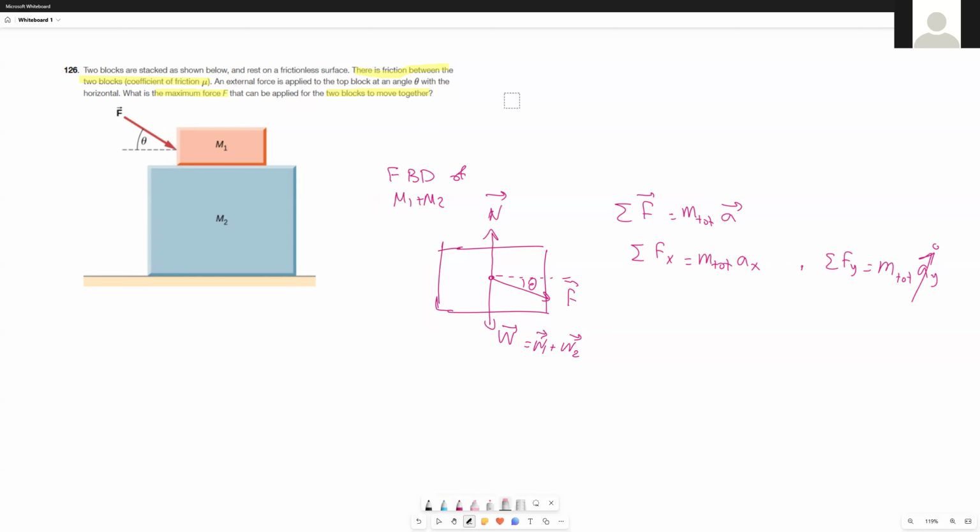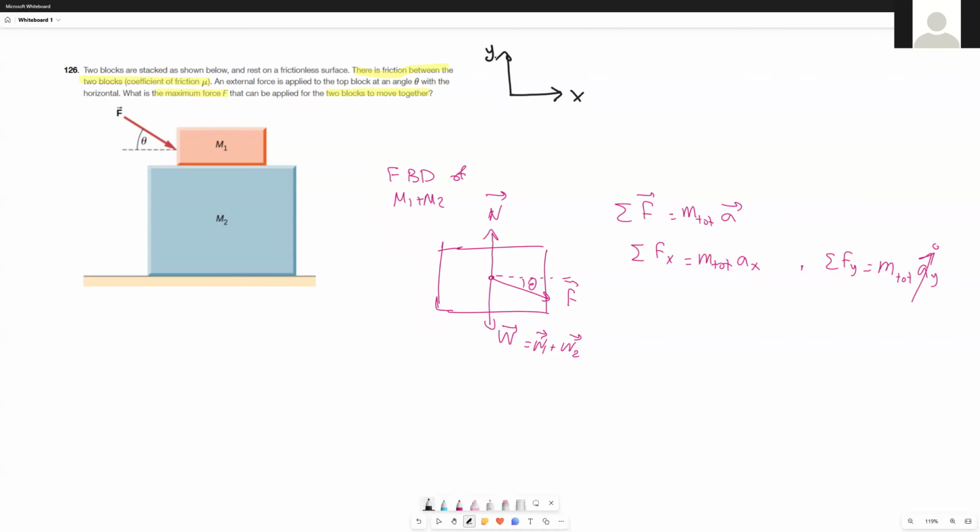I had to draw X and Y axes before writing down sigma Fx and sigma Fy. It's meaningless otherwise. You have to show the coordinate system. I should have shown it first, right after the free body diagram. Anyways, that's the coordinate system.